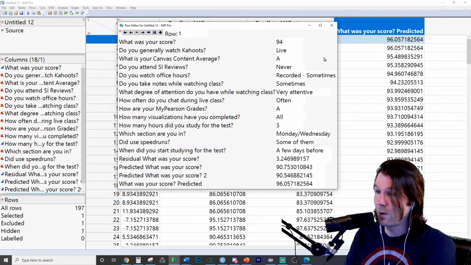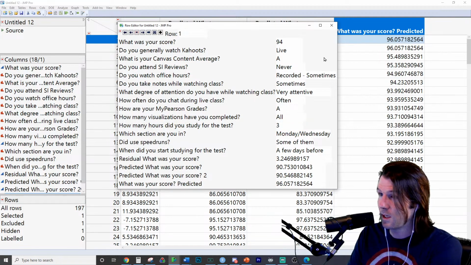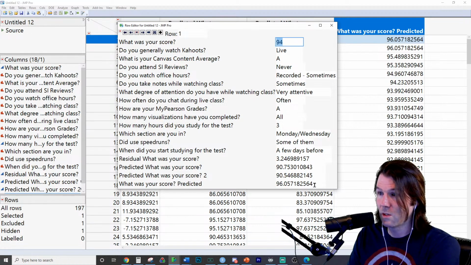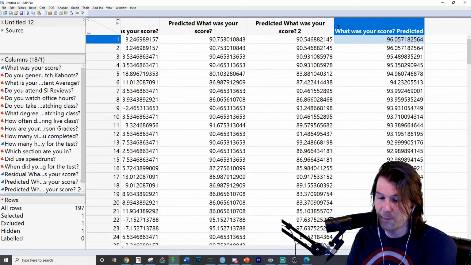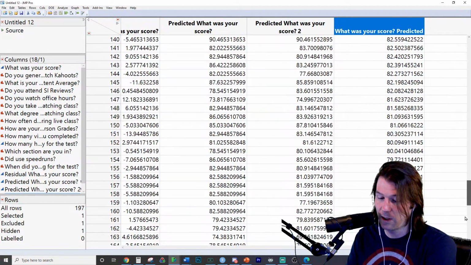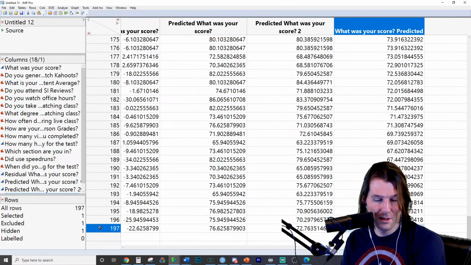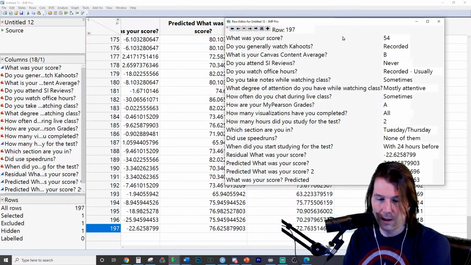So this is your formula right here for success. This person right here, they were predicted to do well, and they did do well. 94, great job. If this is what you did, you had the optimum formula for success according to the tree. Down here at the end, we'll look at 2 people here.